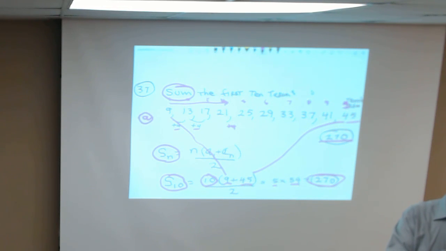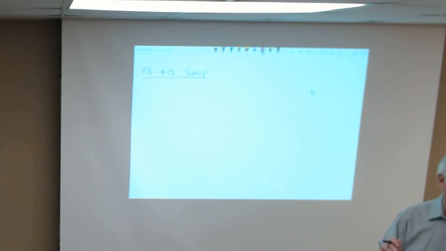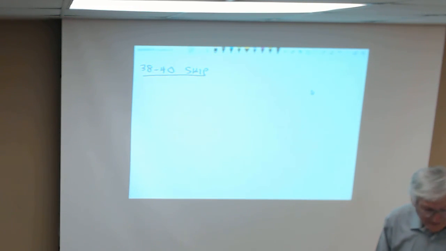So which way do you want to do it? A or B? Use the formula. You don't care? Hey, this would be a good way to check your work. Say, I'll do it both ways. And then if I make a mistake doing it one way, I'll catch my mistake doing it the other. What's the next one? We're done. Skip 38 through 40.